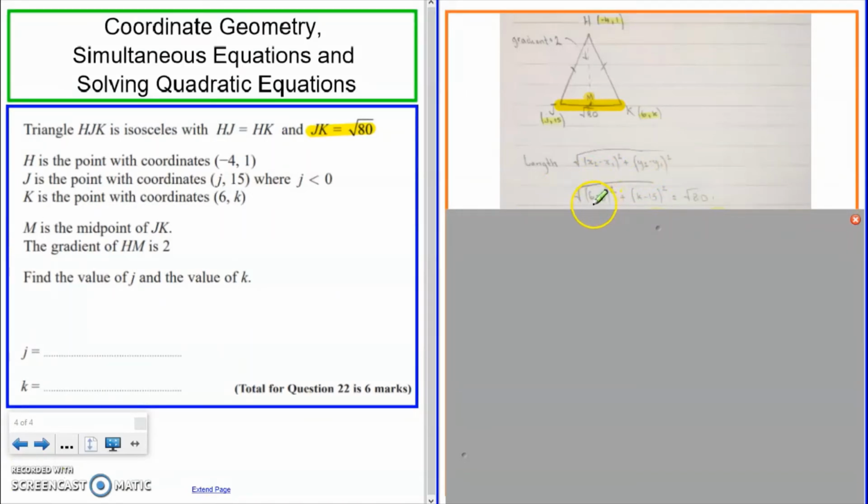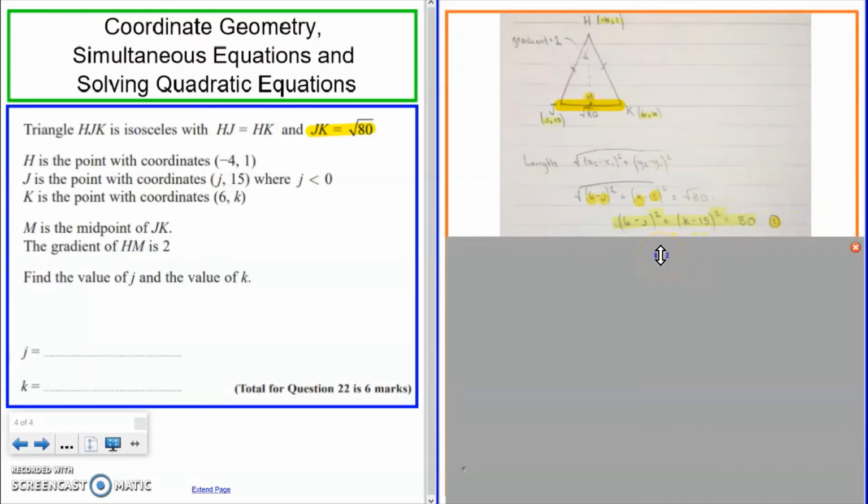So you can see here, I've taken my second x coordinate and subtracted my first x coordinate. Then I've taken my second y coordinate and subtracted my first y coordinate. And we know that all equals root 80. If I take the square of both sides to remove the square root signs, I'm left with this equation. At the minute, I'm just going to leave it as it is.